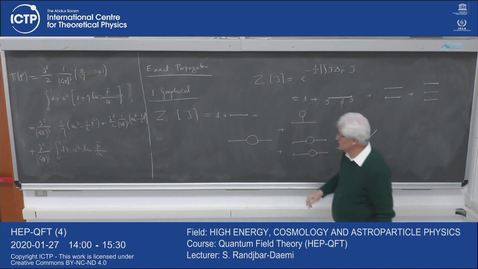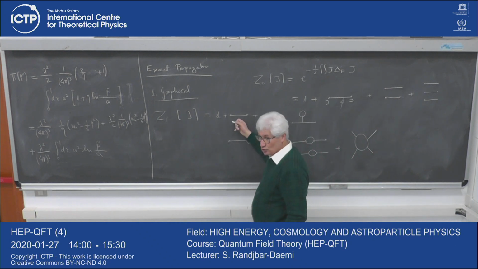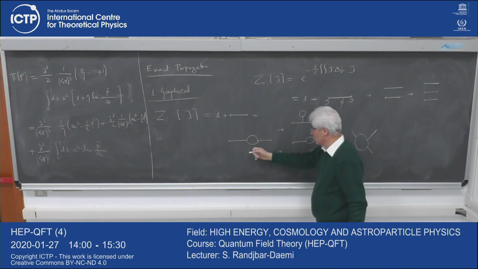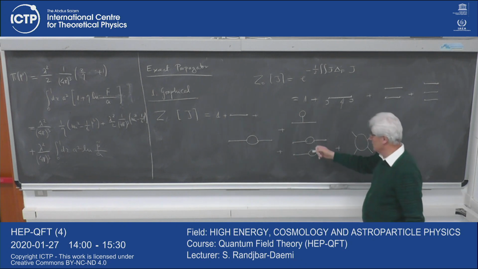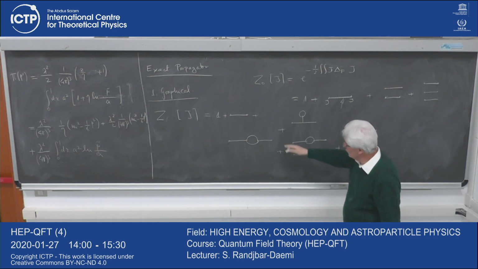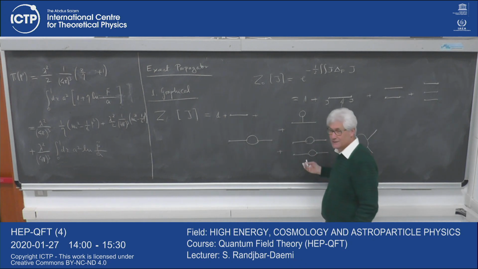If you come here, you see that this is a sort of irreducible piece. You have to take that into account. This one is also an irreducible piece. You have to take that into account. But this one is just a product of two of them. So if you know what this is, just multiply them and you'll get this other 4-point function.